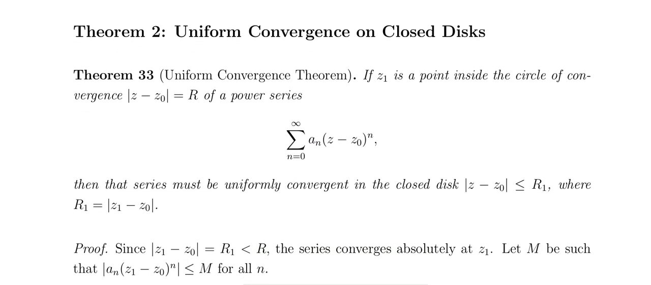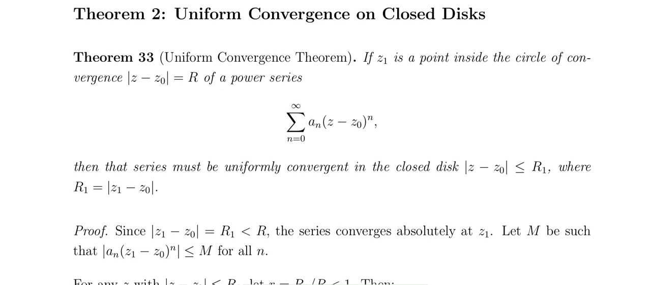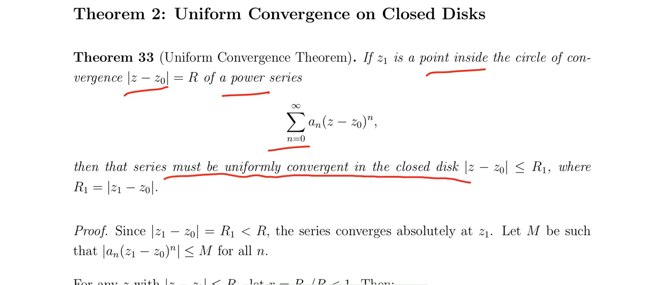Uniform convergence: z1 is a point inside the circle of convergence of the power series. Then the series must be uniformly convergent in the closed disk mod of z minus z0 less than or equal to r1, where r1 is equal to mod of z1 minus z0.